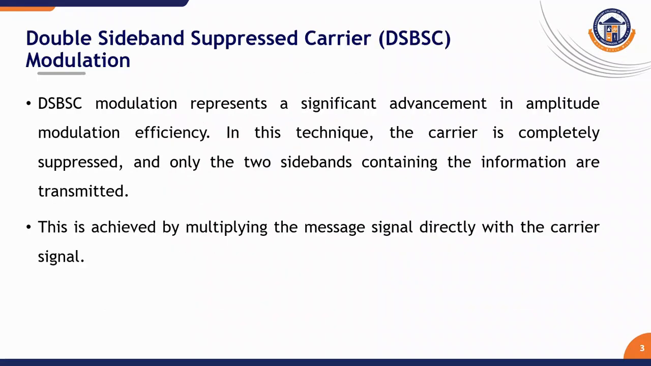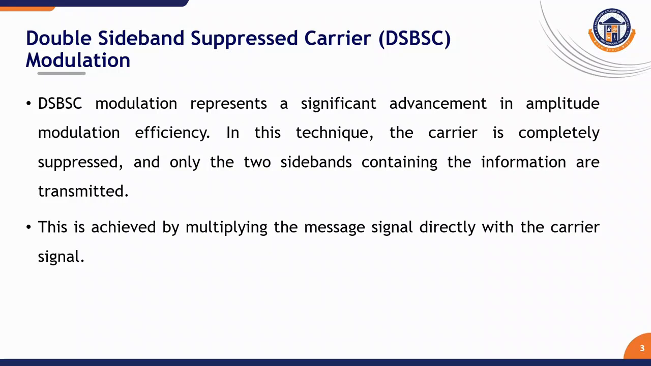First, we will see double sideband suppressed carrier. Double sideband suppressed carrier modulation is a modified form of amplitude modulation technique in which the carrier is completely suppressed, and only the upper and lower sidebands are transmitted. Since both sidebands contain information, the DSB-SC technique ensures that all the transmitted power is utilized effectively for information transmission. So this improves power efficiency compared to conventional AM systems.